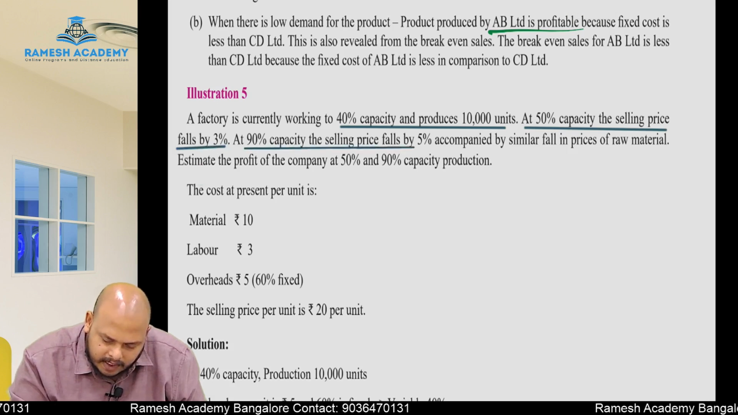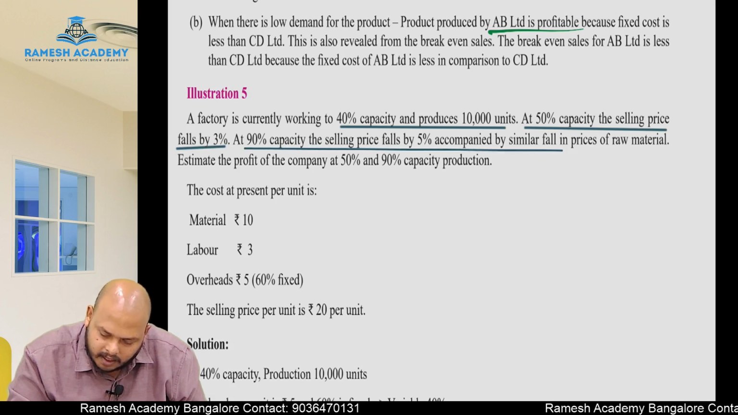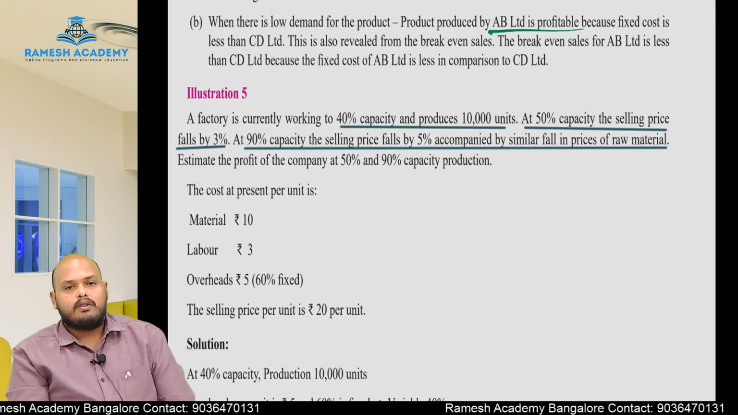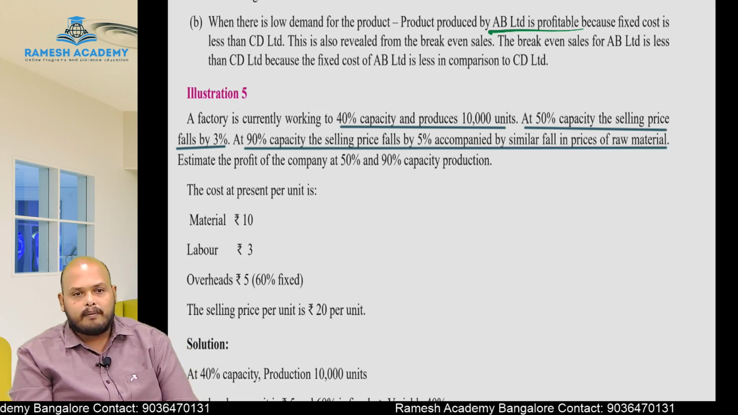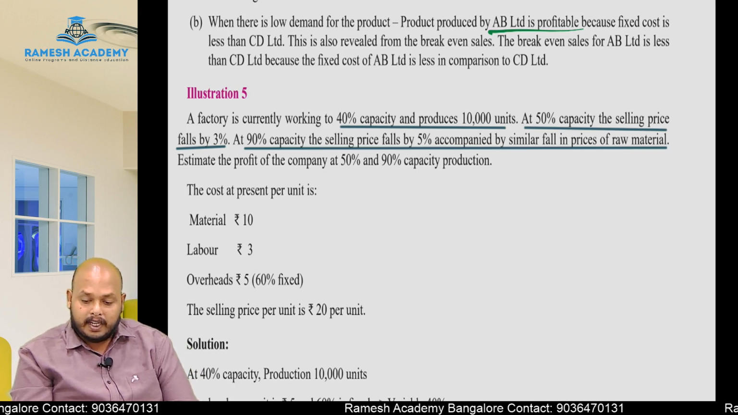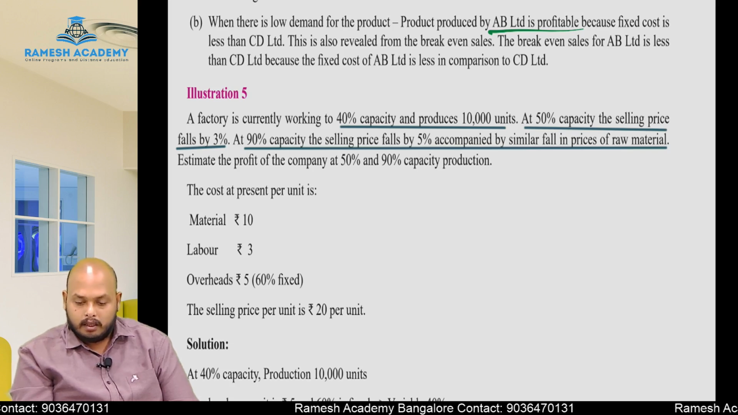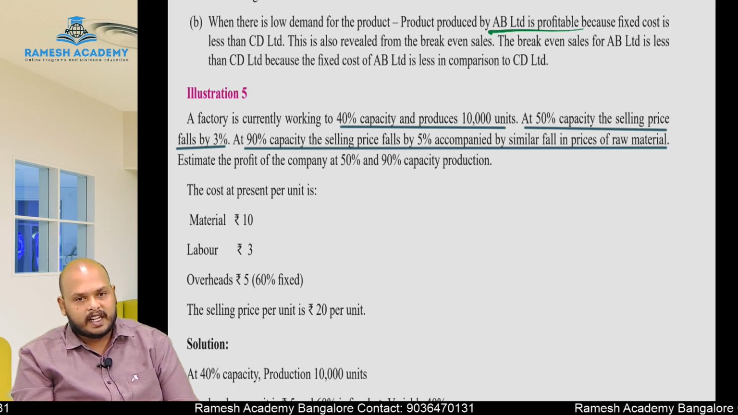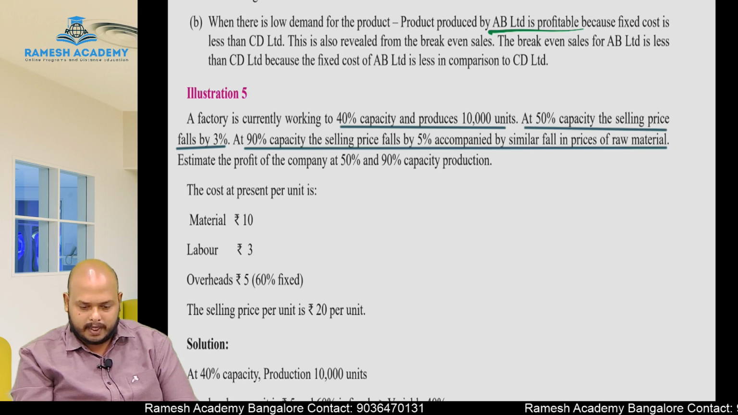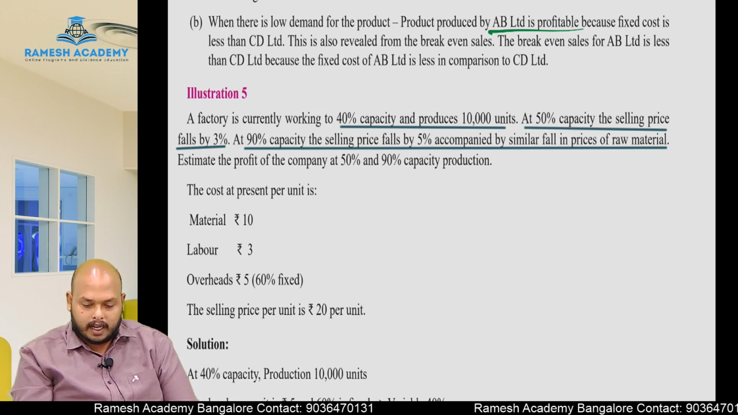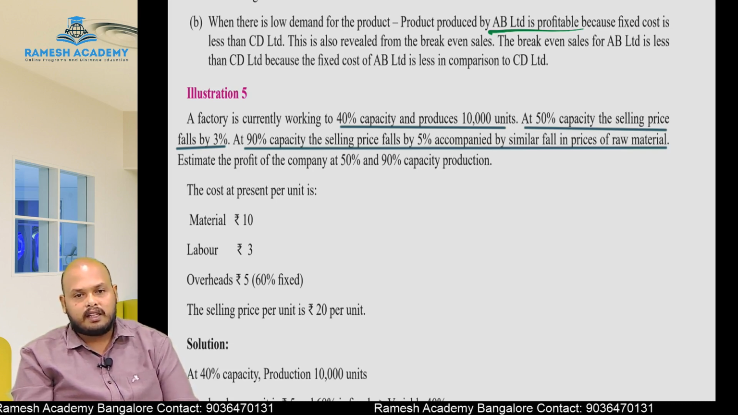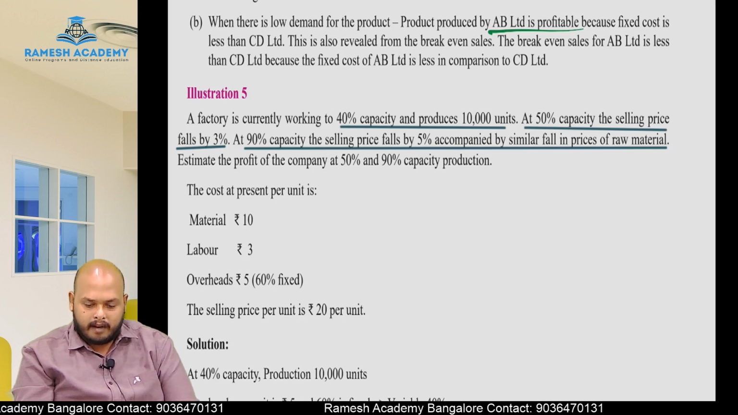At 90% capacity, selling price falls by 5%, accompanied by a similar fall in the price of raw material. So at 90% capacity, the selling price falls by 5%, and accompanied means together, there is a fall in the price of raw material also. So selling price decreases 5% and raw material also decreases 5%. Estimate the profits of the company at 50% and at 90% capacity production.